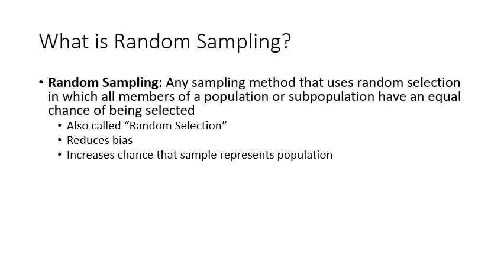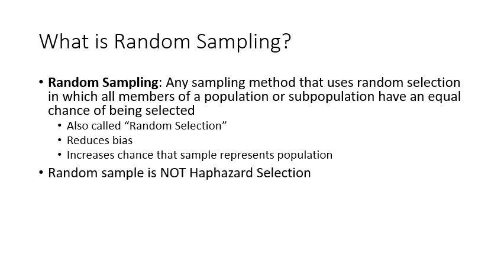So what is random sampling? Random sampling is any sampling method that uses random selection, in which all members of a population or subpopulation have an equal chance of being selected. This is also called random selection. It reduces bias if you do this. If every member has an equal chance of being selected, then you should be hearing from all the different voices. Someone should be representing almost every perspective.